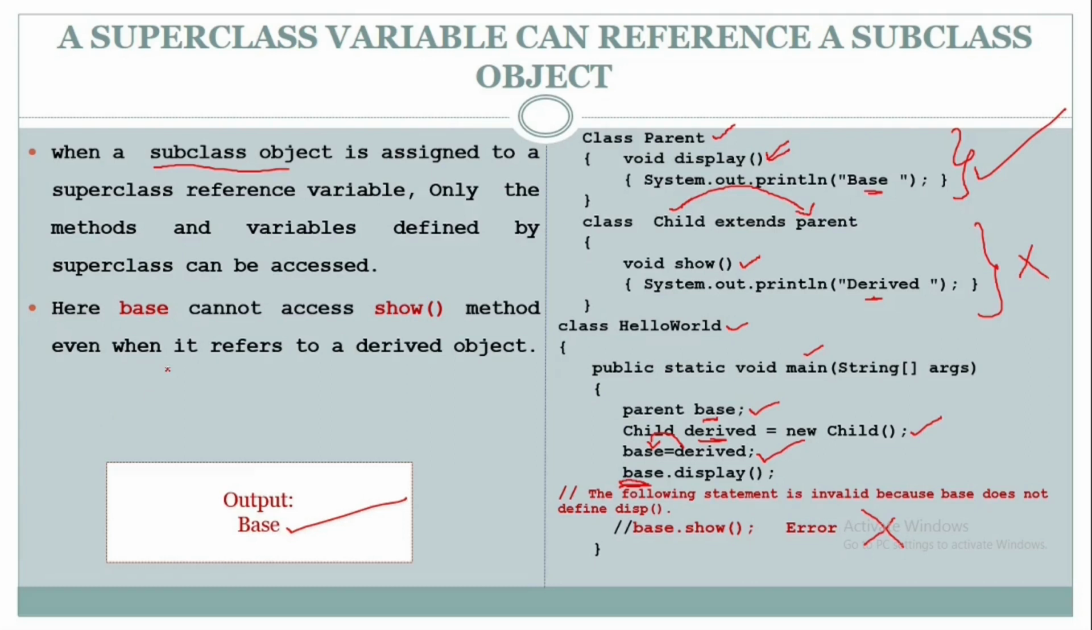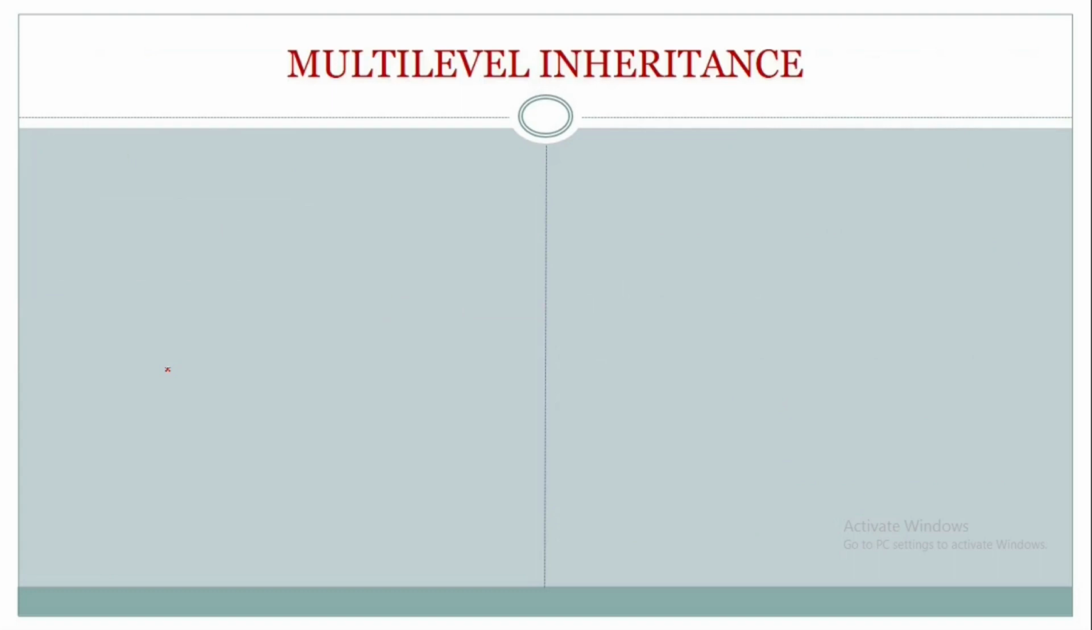We'll go to the next slide. Multi-level inheritance. Let me take a laser pointer.